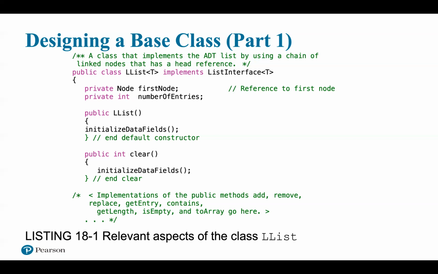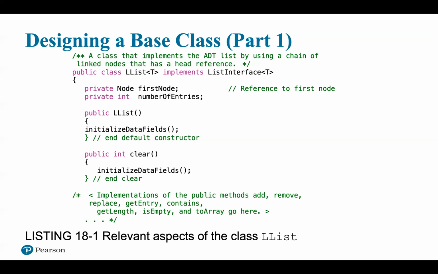So the excerpt of the class LList given here in the chart that we're showing shows aspects of the class that are relevant to the discussion. Each node is represented by the private class Node, which is defined within LList and hidden from the client. The method getNodeAt facilitates the implementation of other member methods by returning a reference to the node at a given position. We do not want the client to have access to this node since it is part of the underlying representation of the list, so we make the method private.